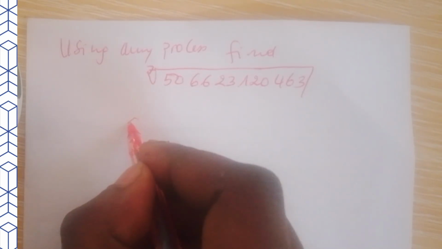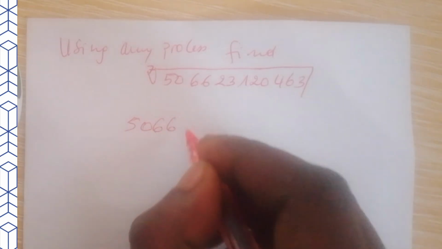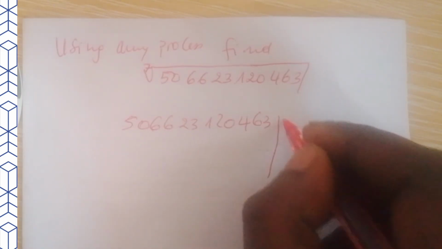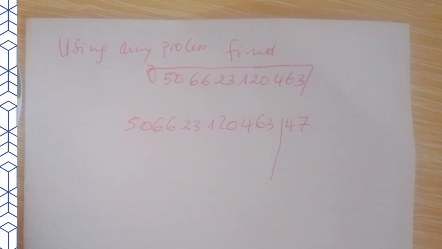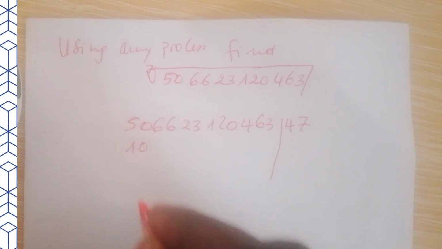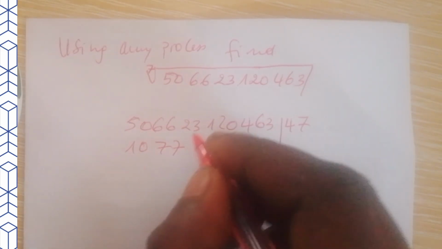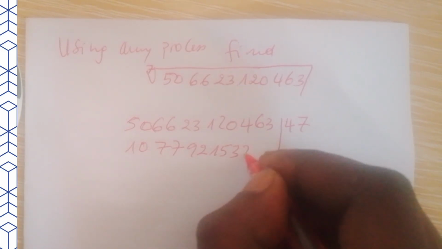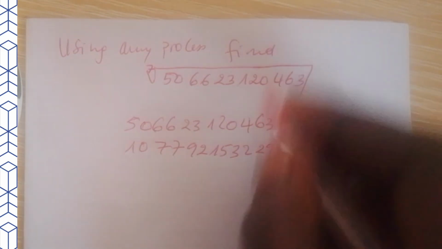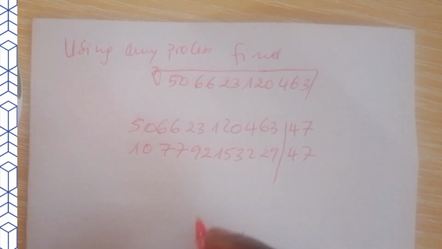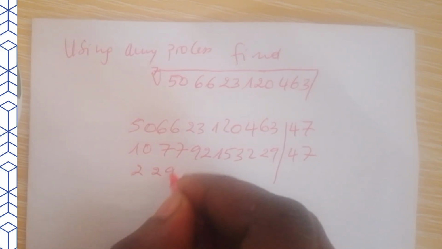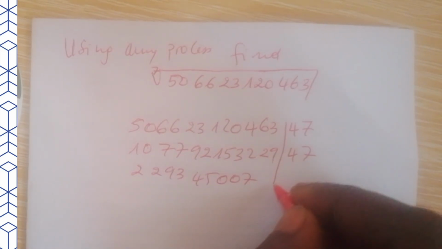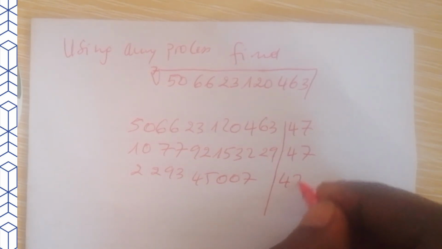So we take 5066231204​63. Divide by 47. By using a calculator, we get 107792153229. Then when we divide by 47 again, we get 2293450​07. Also because it ends in 7, we get this.